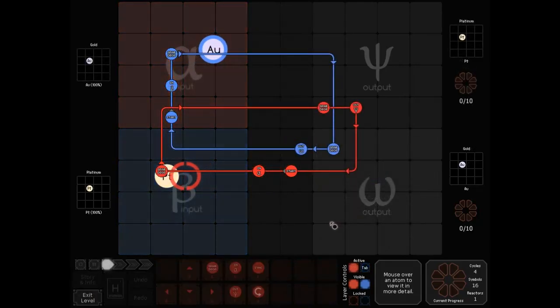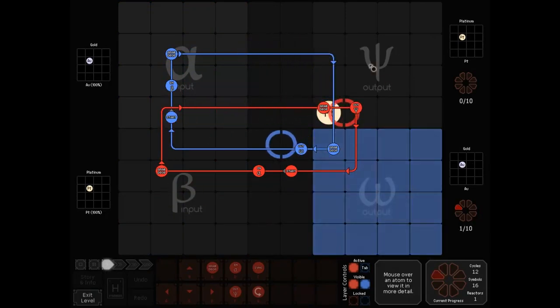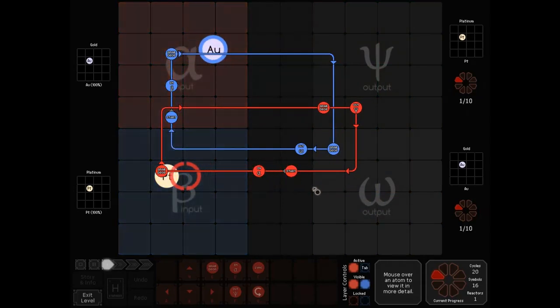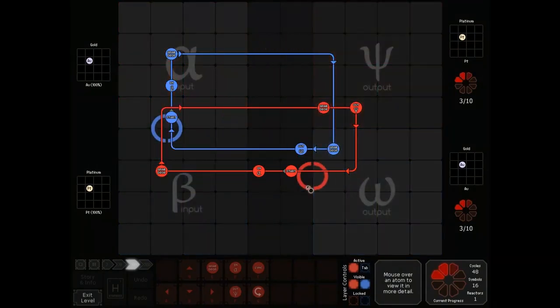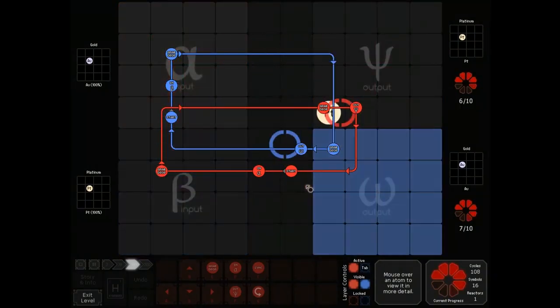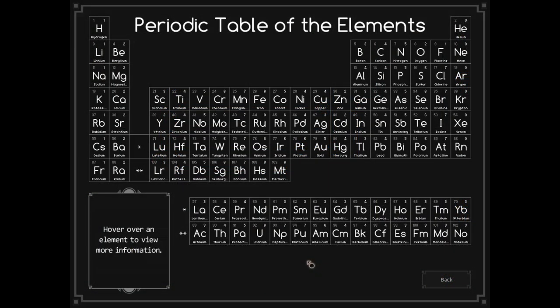Here's a slightly more complicated one. We have platinum down in the beta. We need to move it to the psi. We've got a gold atom in the alpha. Need to move it down to omega. So you can have both Waldos going at the same time. Hopefully that makes sense. So now we can talk about bonding.